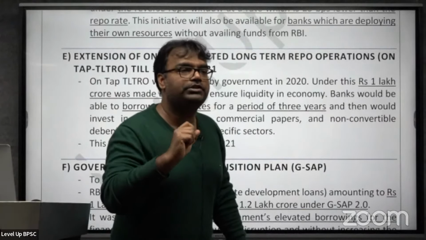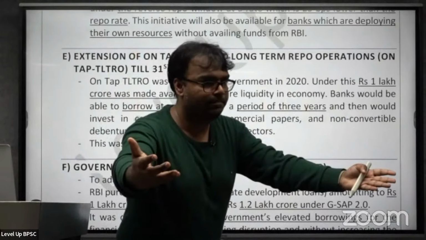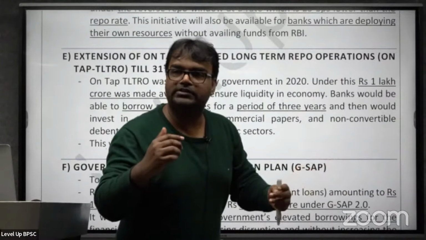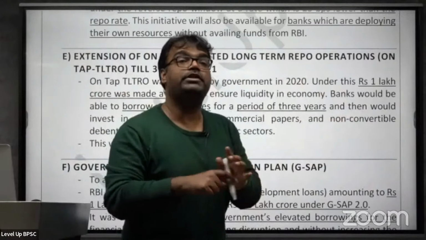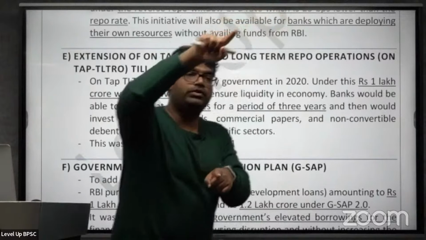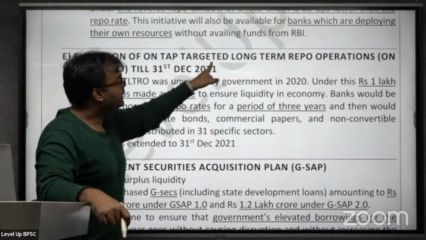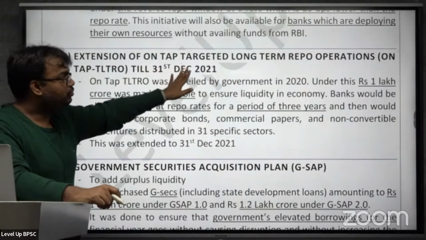In targeted long term repo operation, RBI wanted that this much money should go into the economy. This is the target, and banks would be able to borrow and then make it available in the economy. This RBI did in 2020. Now that 2020 initiative has been extended. Extension of on tap targeted long term repo operation till 31st December 2021.